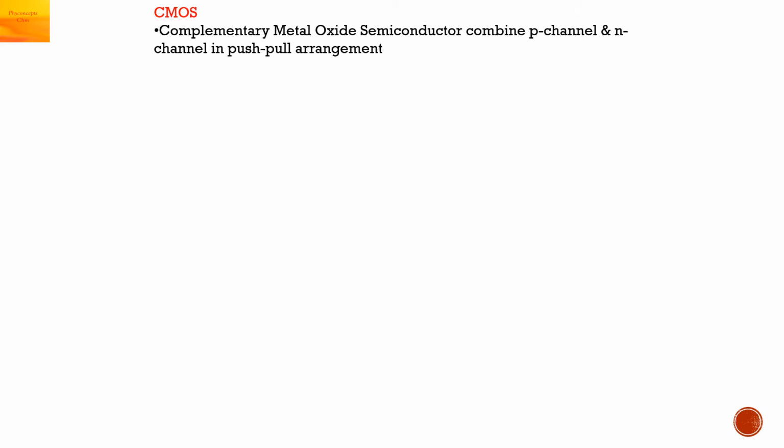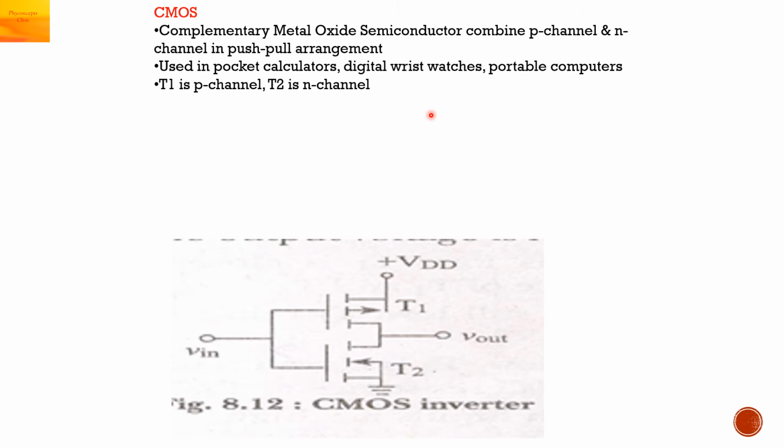CMOS. The full form of CMOS is complementary metal oxide semiconductor. It combines P channel and N channel in push-pull arrangement. It is used in pocket calculators, digital wristwatches, portable computers. In this diagram, we can see T1 is the P-channel MOSFET and T2 is an N-channel MOSFET. When T1 is off, T2 is on, and vice versa.